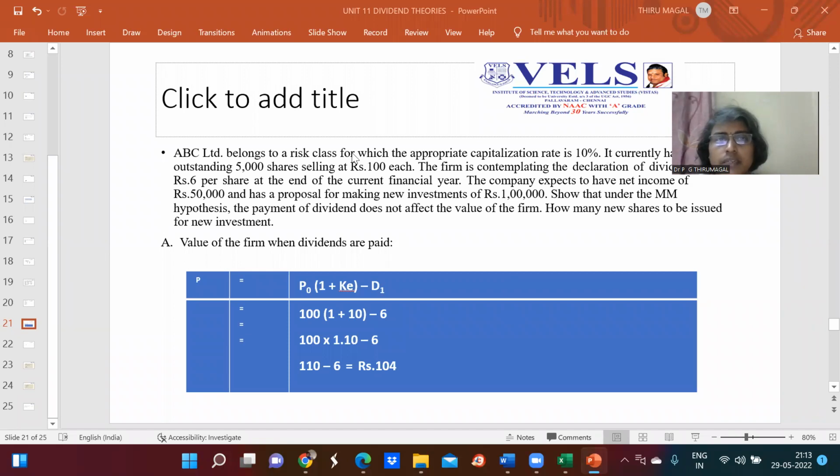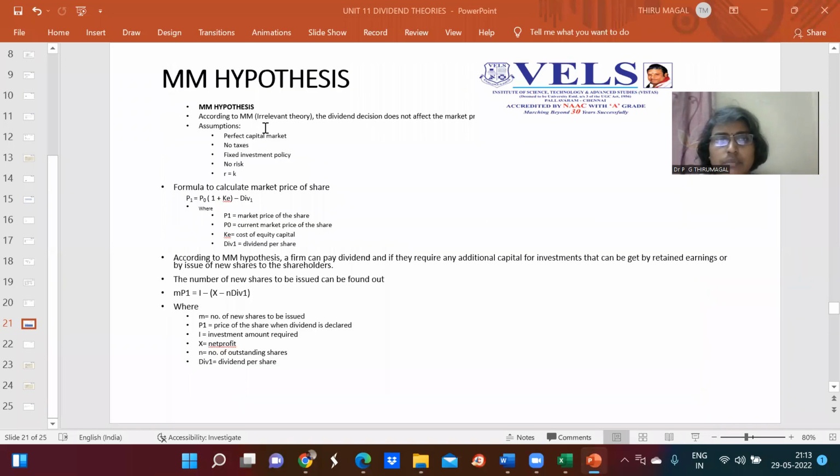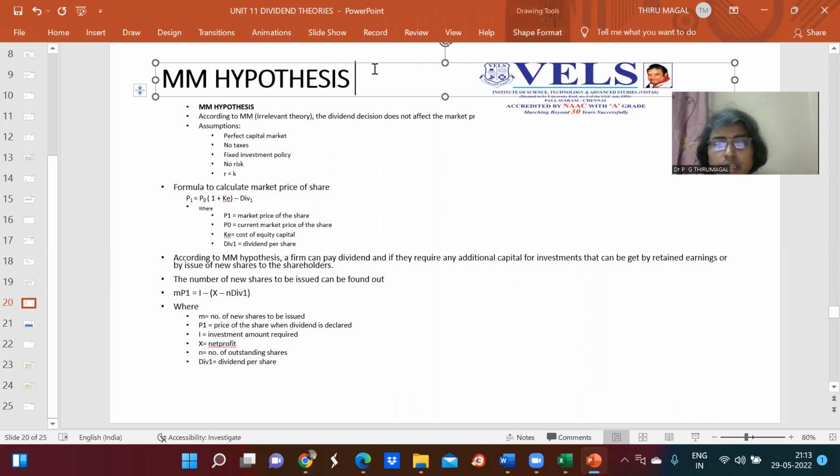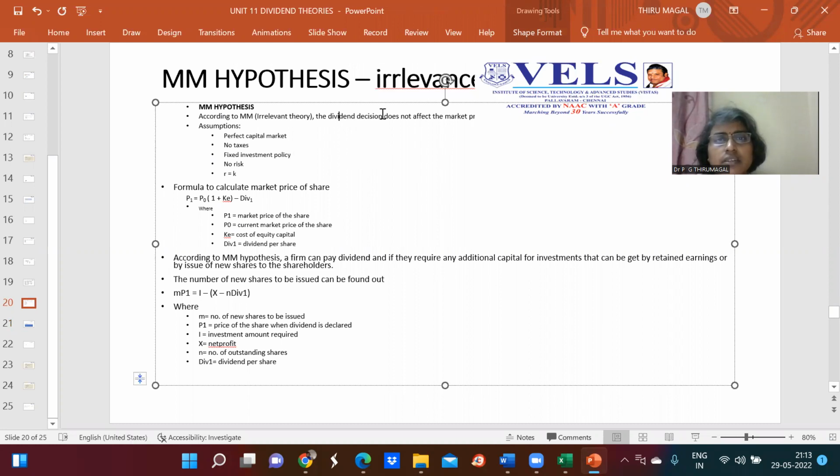So the next methodology we have to see is the MM hypothesis. The Modigliani and Miller hypothesis is nothing but the irrelevance theory of dividend. As per the irrelevance theory, the dividend decision does not affect the market price of a share. Whatever the dividend decision may be, the share price of the company remains the same. That is what is proved by the MM hypothesis.